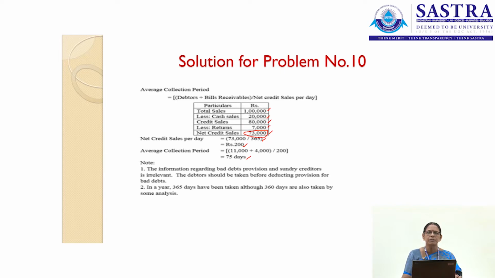So every 75 days you are collecting the debtors. See to it, as we already mentioned, the information regarding bad debts provision and sundry creditors is irrelevant now. The debtors should be taken before deducting provision for bad debts. This provision for bad debts is created based on the conservatism concept, convention, but this should not be considered in calculating your ratios. In a year 365 days have been taken, although 360 days will also be taken for some analysis. Whatever the number of days we are going to calculate, it should be mentioned in the problem.